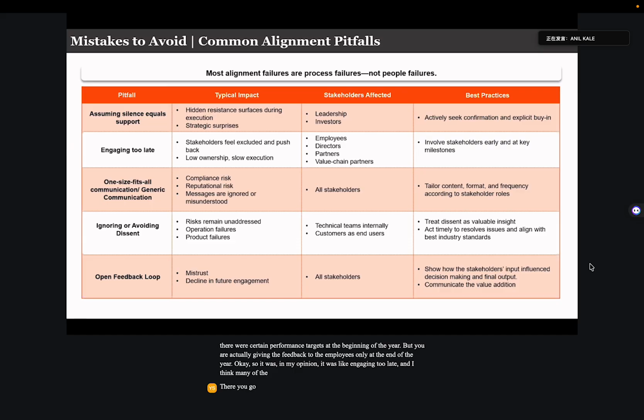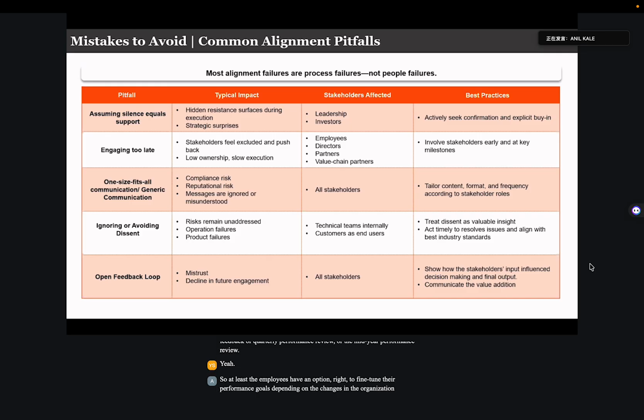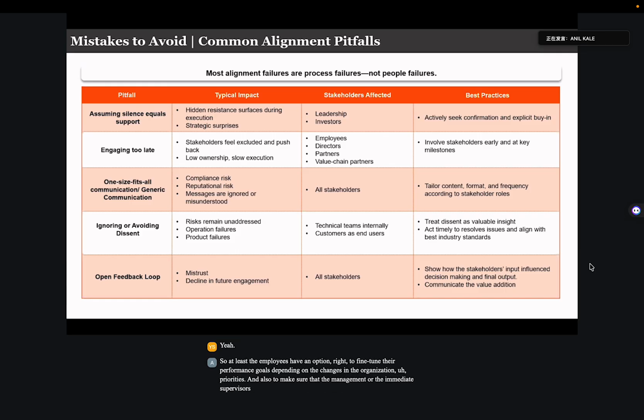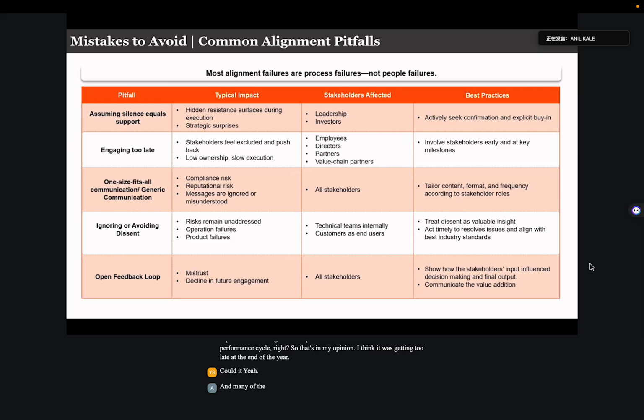I think many of the organizations have realized that, and that is how they have started either quarterly performance feedback or quarterly performance review or the mid-year performance review. So at least the employees have an option to fine tune their performance goals depending on the changes in the organization priorities, and also to make sure that the expectations of the management or the immediate supervisors or managers are also taken care of in the performance cycle. In my opinion, it was getting too late at the end of the year, and many of the organizations have incorporated that feedback. We also see that many managers, many leaders have also started having those informal one-on-one conversations as well, in addition to, of course, your formal mid-year reviews and year-end reviews.